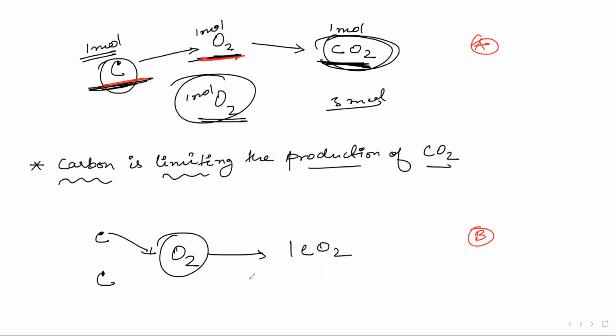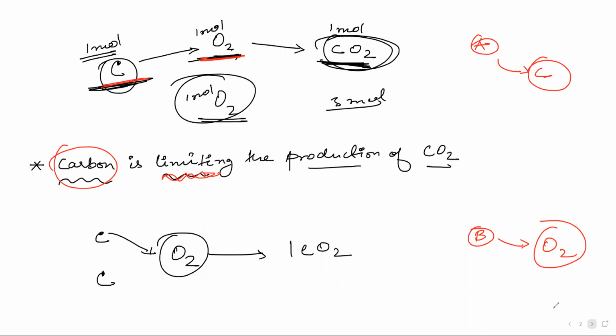And in case B, which got completely consumed? Oxygen. So whatever is limiting is also getting completely consumed. That is why, what is the limiting reagent? The limiting reagent is that reactant which gets completely consumed in the chemical reaction.